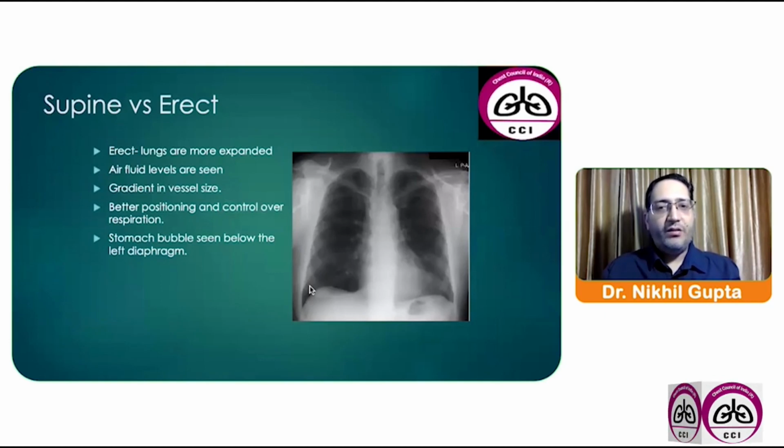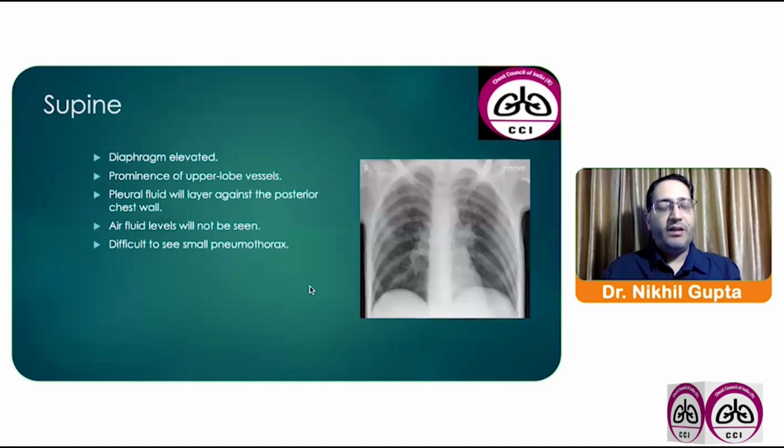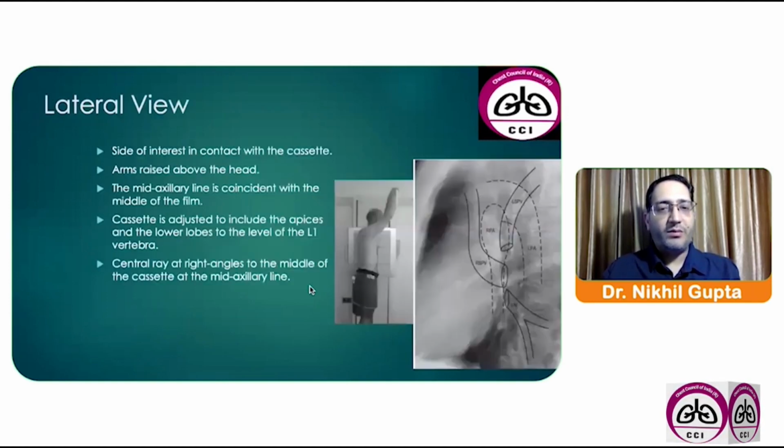Supine AP versus erect AP chest x-rays. In erect AP, lungs are more expanded, air fluid levels are seen, gradient in the vessel size is seen, better positioning and control over respiration. Stomach bubble is seen below the left diaphragm. In supine, the diaphragm is elevated, prominence of upper lobe vessels is seen, pleural fluid will layer against the posterior chest wall, air fluid levels will not be seen, and it is difficult to see a small pneumothorax.